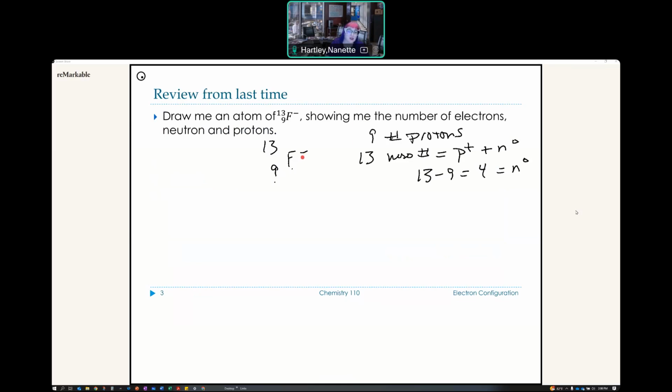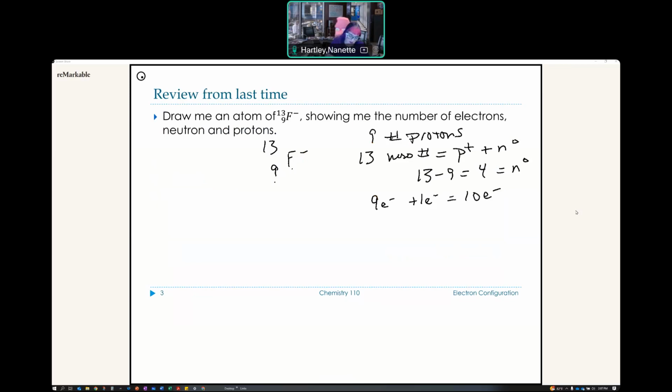And the other thing that I know from this is that F has a negative charge. That means it has an additional electron compared to what it normally has. Now, in its neutral state, it should have the same number of electrons as it has protons. So it would have 9 electrons. We're adding 1 electron because of the charge. That means it has 10 electrons in this configuration.